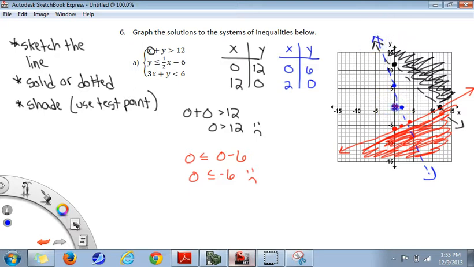And again, I can use 0, 0 for my test point. So if I plug that in, this would read 0 is less than 6, and that is true. So this time I will shade the side with the test point.